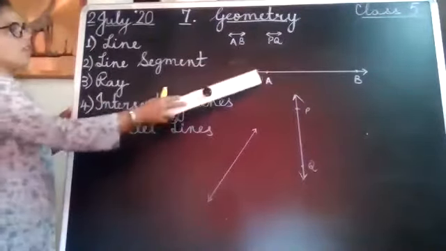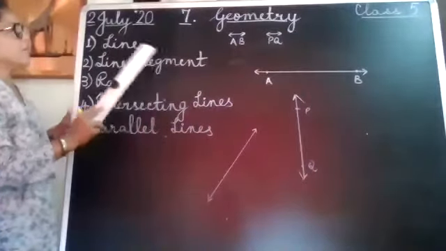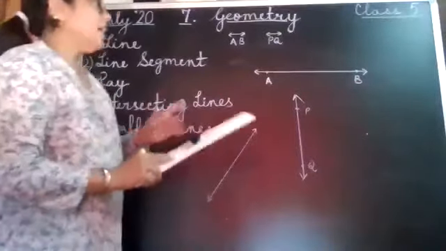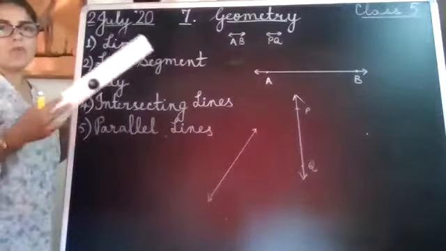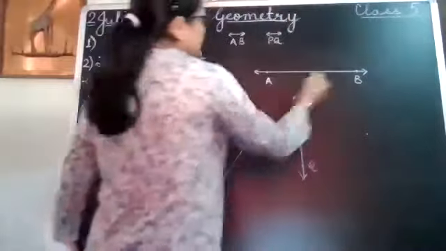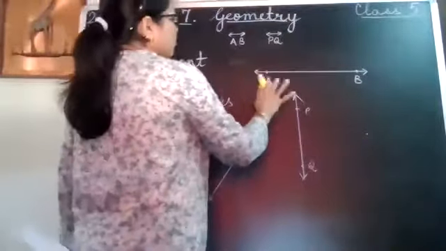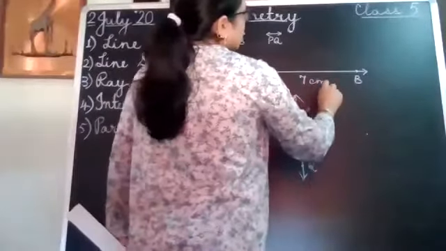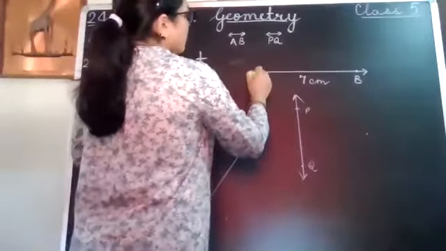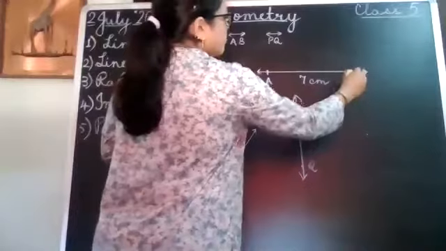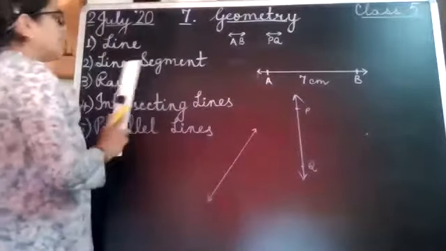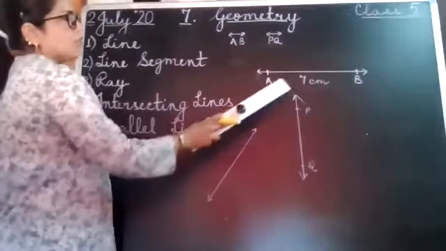Then the opposite of line is a line segment. So a line segment is a part of a line which is of a fixed length, a definite length. A line we cannot say how long it is, but a line segment will have a fixed measure. So say for example this line segment over here, AB, is 7 centimeters. So from here to here, these 2 points that you see, it is written 7 centimeters. So AB automatically becomes a line segment because we know the measure of this line segment.